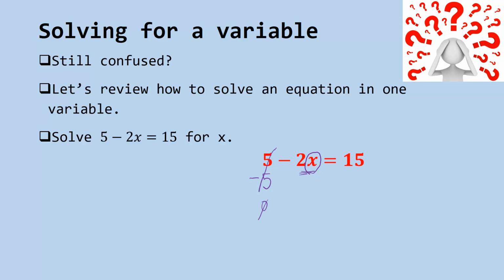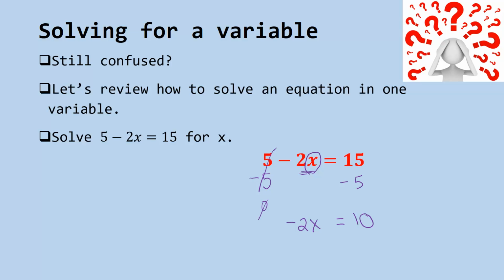But because it's an equation, I need to do it to the other side. So I'm going to subtract 5 from 15. Now these are like terms. They're both numbers. So 15 minus 5 is 10. And I'm left on the left side still. Now this was a minus 2x, so we keep that minus. We treat it now as a negative. Negative 2x equals 10.